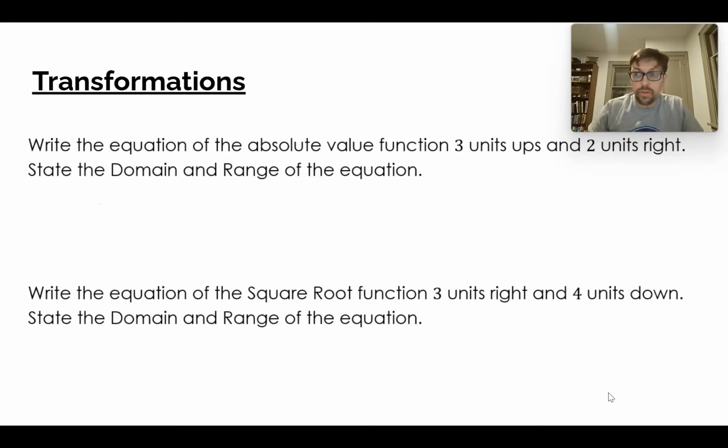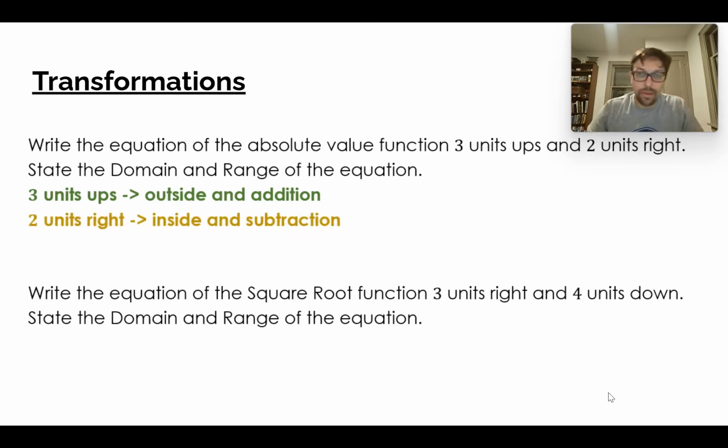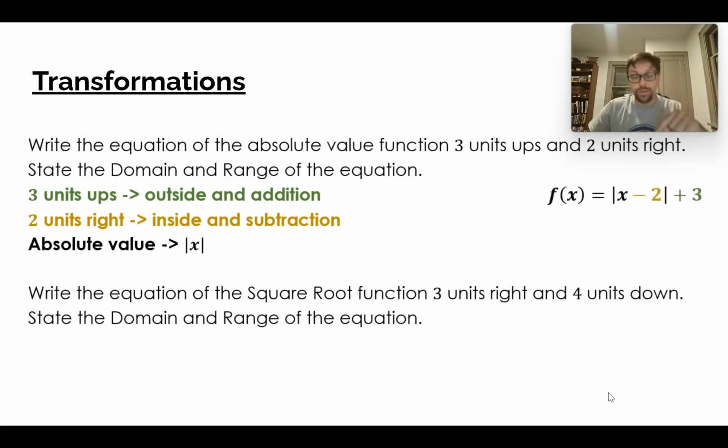In these examples, I want to write some equations based on these words that are written on the screen. So I know I've got 3 units up, and that's going to be outside of our function. Up and down is always outside of our function. Goes the way we'd think. Up is add. 2 units to the right is going to be inside of our function, but inside is going to be backwards and weird. So rather than going to the right, instead I'm going to subtract on the inside of our function. And our absolute value function, that's just like that x with the little bar things. So inside of that absolute value, we're going to subtract 2. And then outside of that absolute value, we're going to add 3.